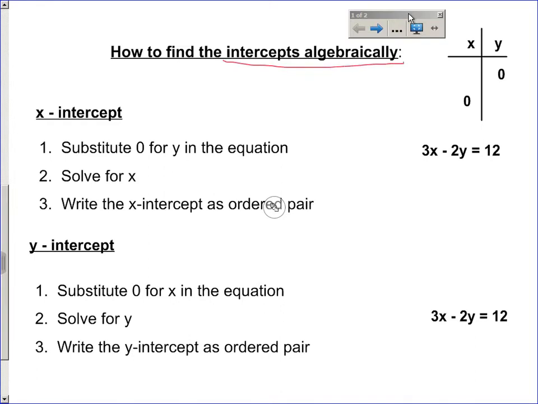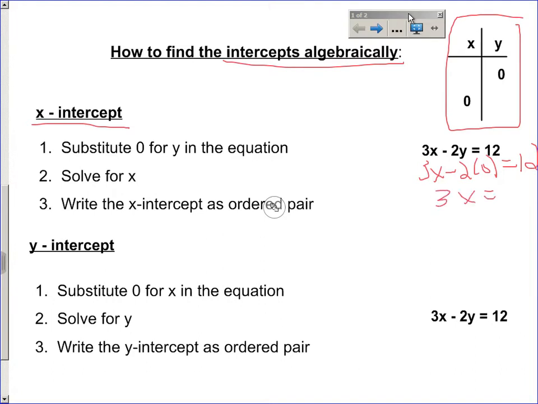To find our x-intercept, first we set up this table. I'm trying to find the x value when y is 0, and then the y value when x is 0. So to find the x-intercept, the first thing I do is substitute 0 for y in the equation. So I would rewrite it as 3x minus 2 times 0 equals 12. I know 2 times 0 is going to be 0, so my equation becomes 3x equals 12. Divide by 3, x equals 4.